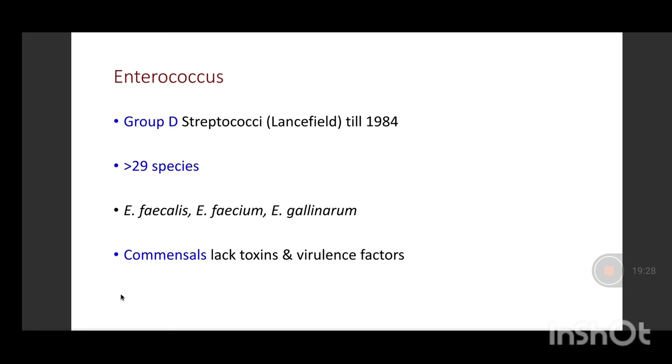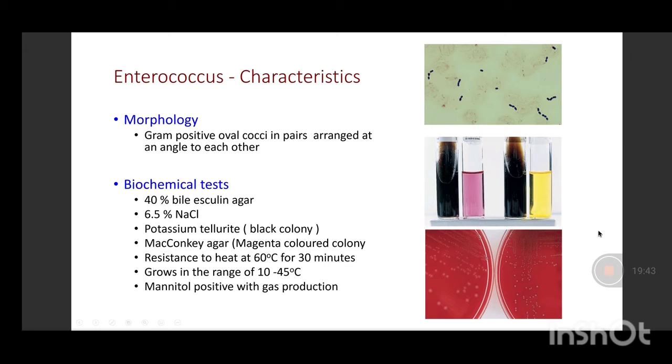Again, they are normal gut flora. So any gut intervention, pathology, or instrumentation due to healthcare associated infections can lead to bacteremias because of the enterococcus and ultimately endocarditis. If you see the morphology of the enterococcus, they are gram positive, a bit oval in shape, and generally seen in pairs. And they are bent at a certain angle to each other, the two cells. That's the characteristic of the enterococci.